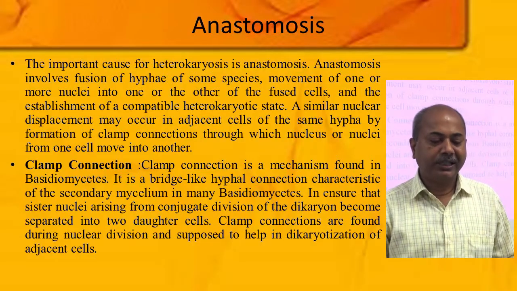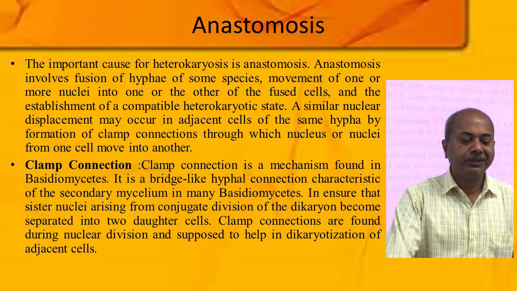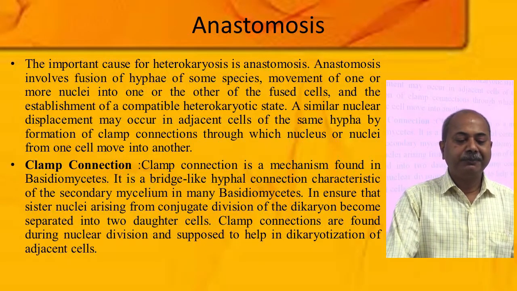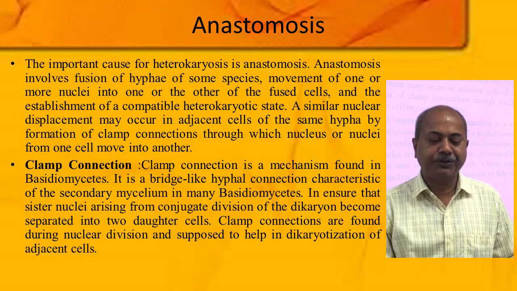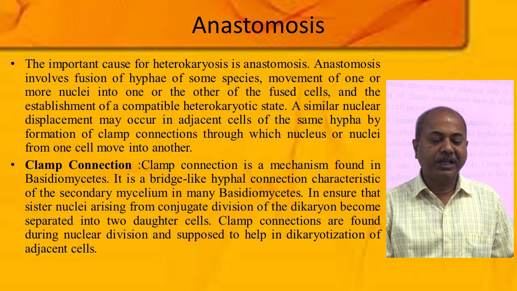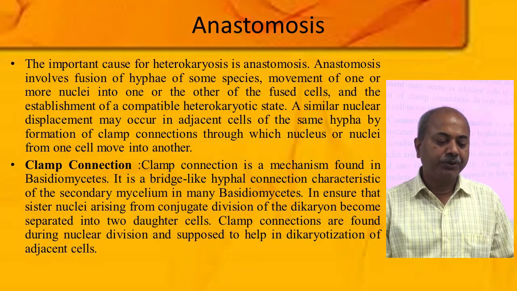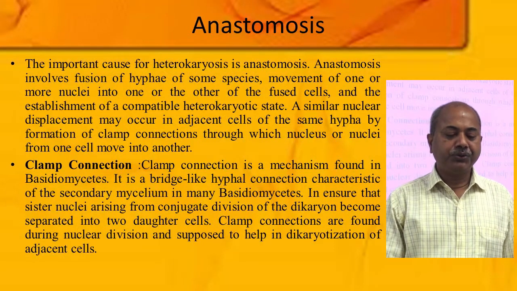So what is clamp connection? Clamp connection is basically a mechanism found in the Basidiomycetes. It is a bridge-like hyphal connection, characteristic of the secondary mycelium in many Basidiomycetes, and it ensures that the sister nuclei arising from the conjugate division of the dikaryon become separated into two daughter cells. Clamp connections are found during nuclear division, and it is supposed to help in dikaryotization of the adjacent cell.